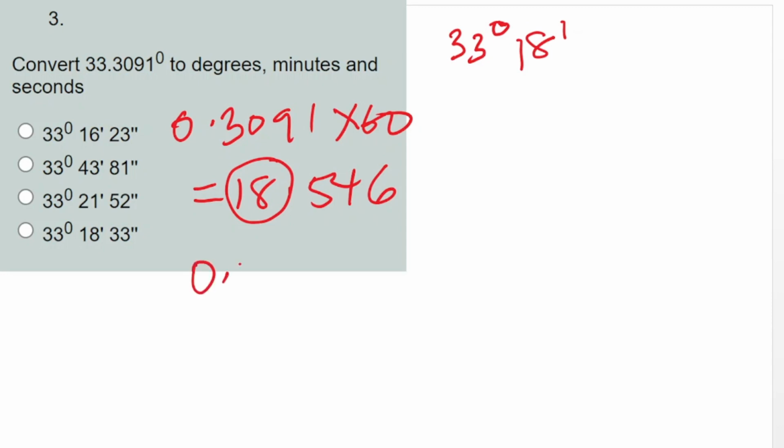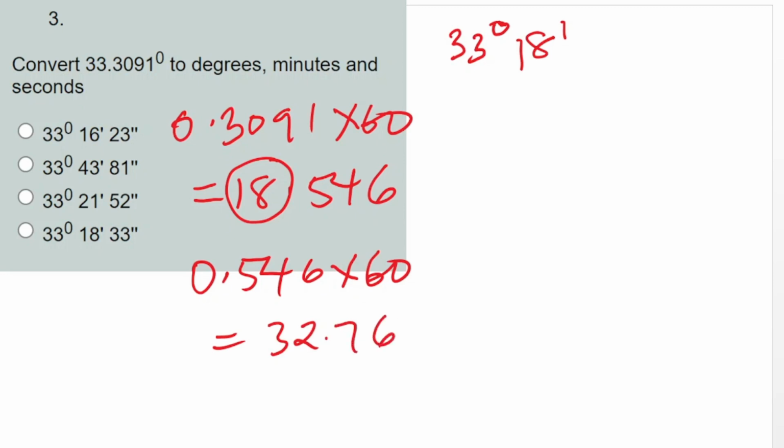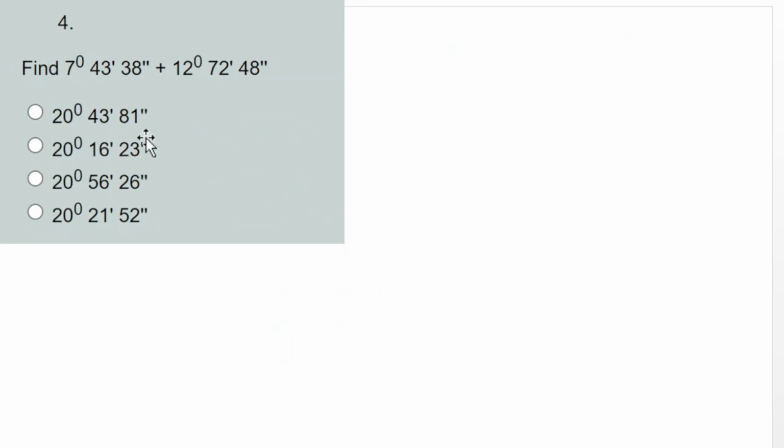Then we also change 0.546 to seconds. We multiply by 60, so that will be 0.546 multiplied by 60, which gives us 32.76, approximately 33. So this would then be 33 seconds. So 33 degrees, 18 minutes, 33 seconds will become the answer. I hope this is clear. All right, so we will look at the next one, which is question number 4.